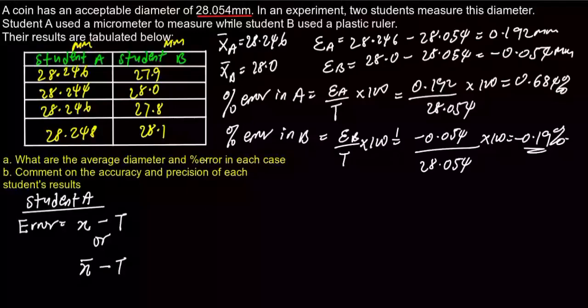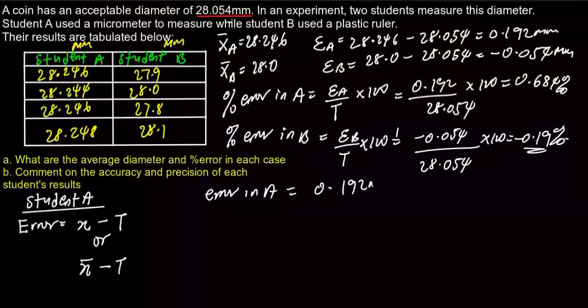Now, you can see that the error in A gave me 0.192 millimeter. And the error in B gave me what?